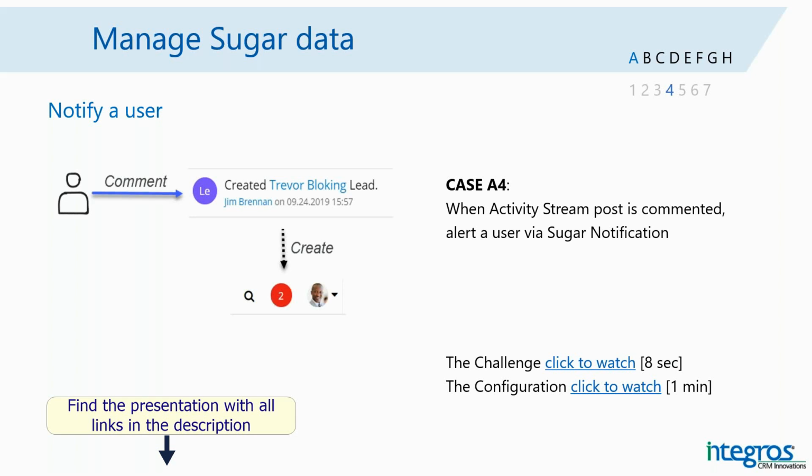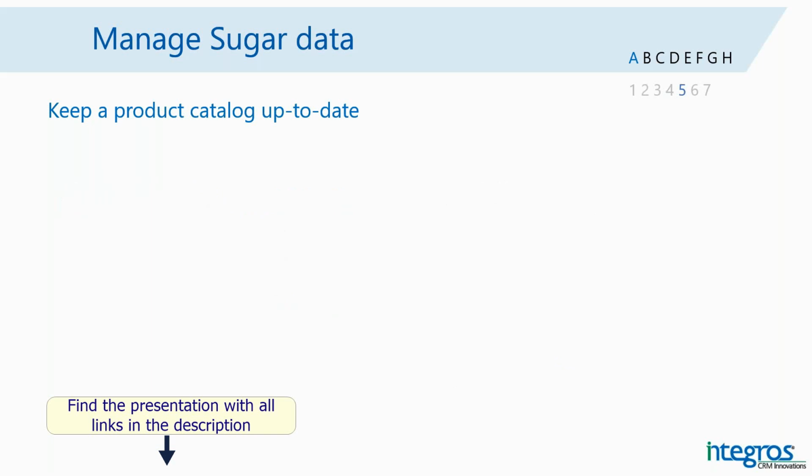Like in the next example, we created a notification for a user when someone puts a comment under an activity in the activity stream. So you can follow two links to see the challenge and how it works after implementation, because Sugar notification is a great way to deliver a message to the user within the CRM system. But obviously you can use any channel, not just Sugar notification. And let's face the product catalog.